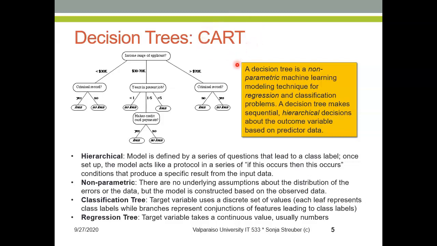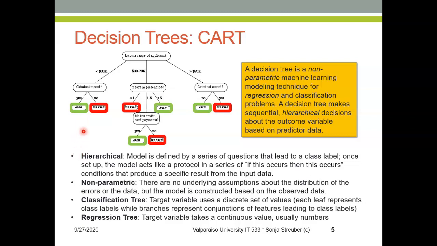To give a theoretical definition, a decision tree is a non-parametric machine learning modeling technique for regression and classification problems. A decision tree, we're seeing another one here to the left, makes sequential hierarchical decisions about the outcome variable, which is what we're seeing here on the leaf level, based on predictor data. So hierarchical here means that our model is defined by a series of questions, we're seeing those in the ovals here, that lead to a class label. Here our class label is whether the credit applicant receives a loan or whether she is denied a loan.